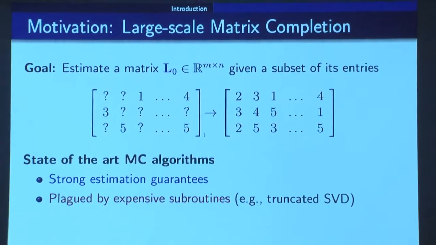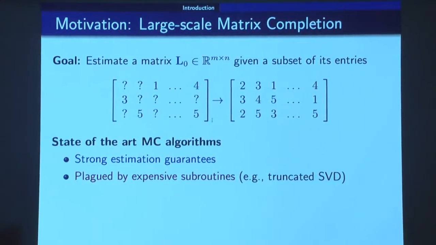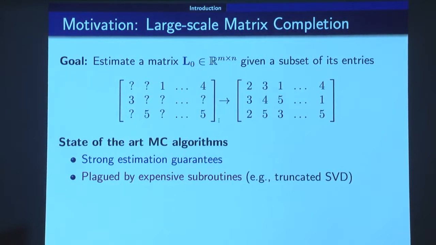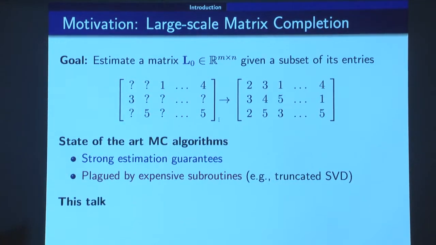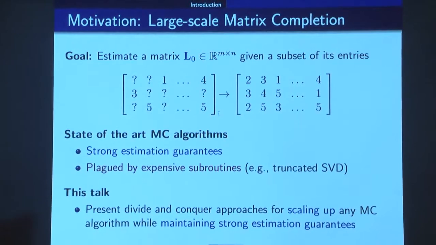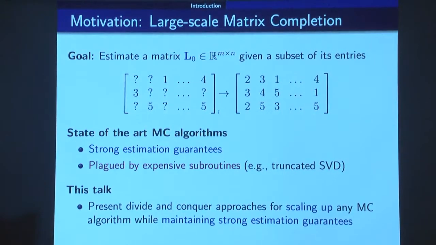But many of these algorithms with strong guarantees are plagued by very expensive subroutines. For instance, they might have to perform a truncated SVD on this giant matrix on every iteration of a gradient descent style procedure. That makes them very expensive for these large-scale problems. So the goal of this talk is to present some divide and conquer approaches for scaling up your favorite matrix completion algorithm while still maintaining its strong estimation guarantees.